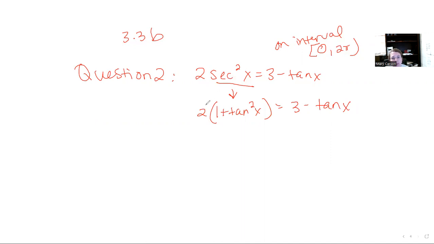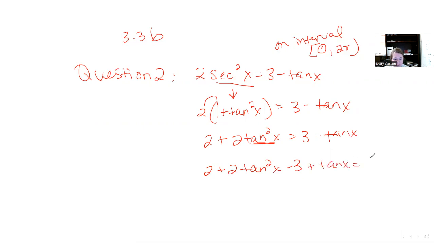And so now I'm going to try to solve this. So this is 2 plus 2 tangent squared of x equals 3 minus tangent of x. Now, if you think about this, this is a squared, so I'm thinking that it's going to be a quadratic. So I'm going to move everything over. So we have 2 plus 2 tangent squared of x minus 3 plus tangent of x equals 0. So I'm moving everything over, so this becomes a -1. So we have 2 tangent squared of x plus tangent of x minus 1 equals 0.